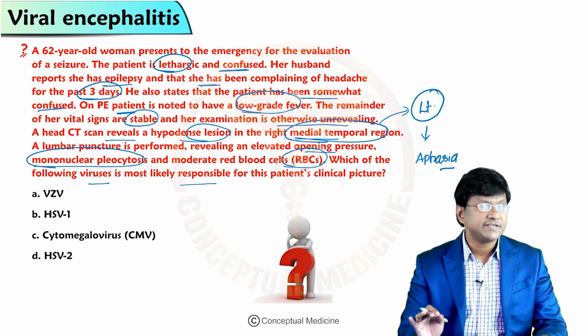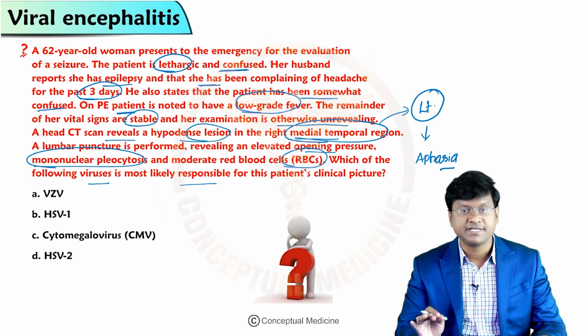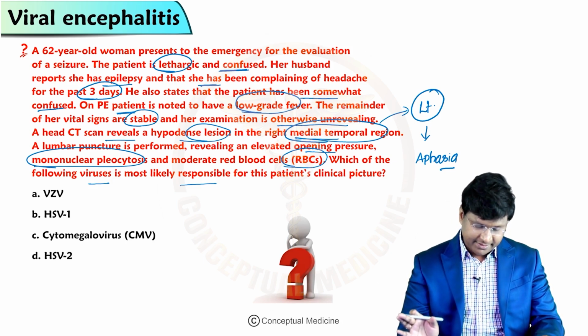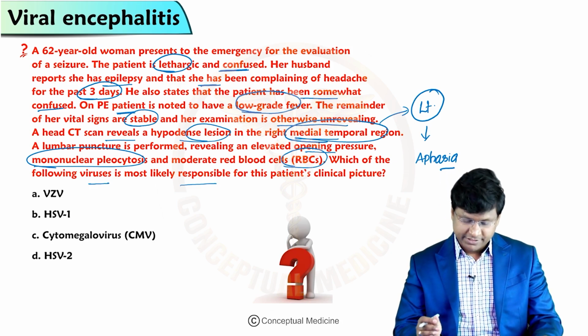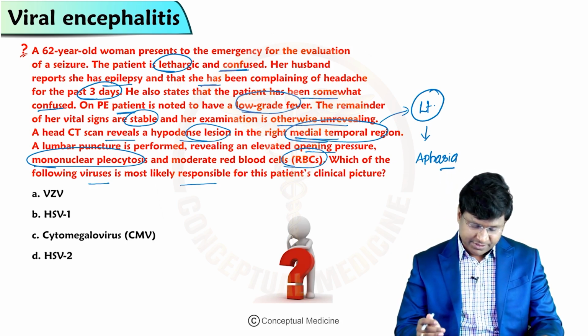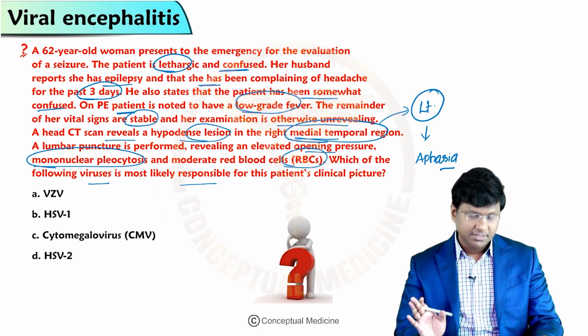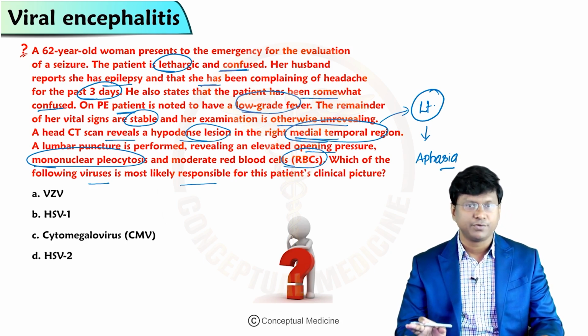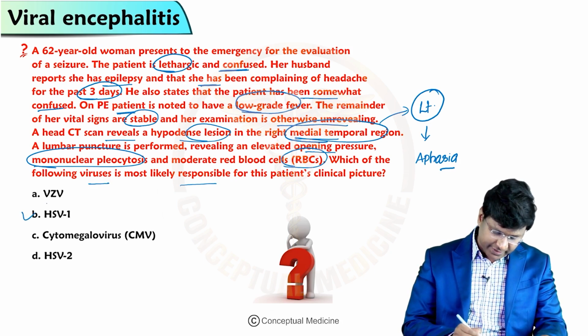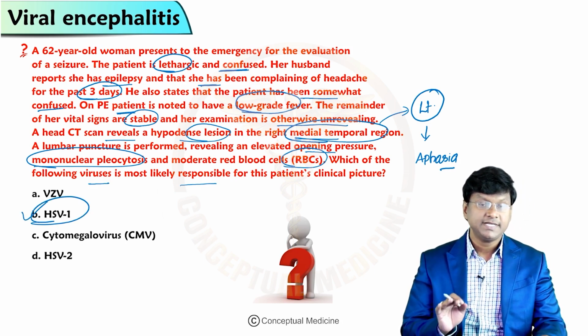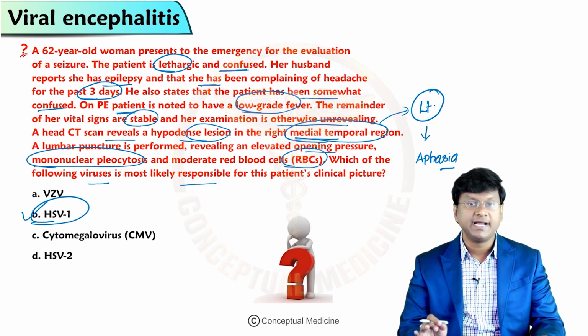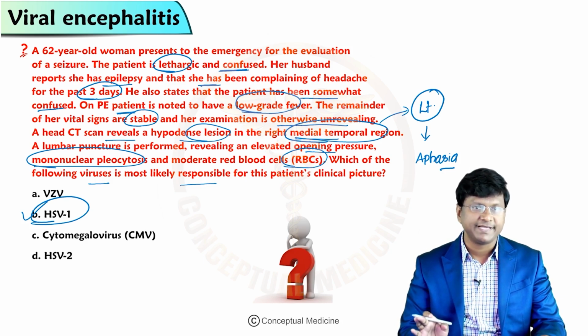And the CSF is usually abnormal in herpes simplex viral encephalitis. There will be mononuclear pleocytosis, increased opening pressure, and mild elevation of proteins. So what is that particular virus? That is HSV1. HSV1 will have focal involvement of the medial temporal lobe, as well as involvement of the frontal lobe. And EEG, what did I tell you? You will have those temporal spikes.